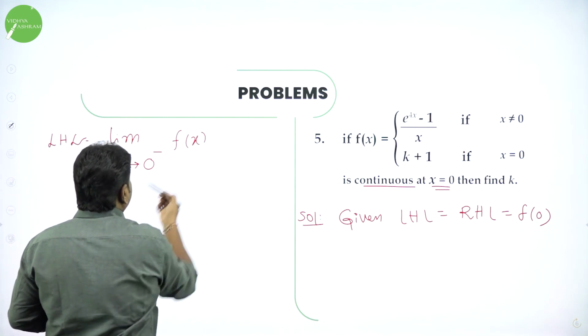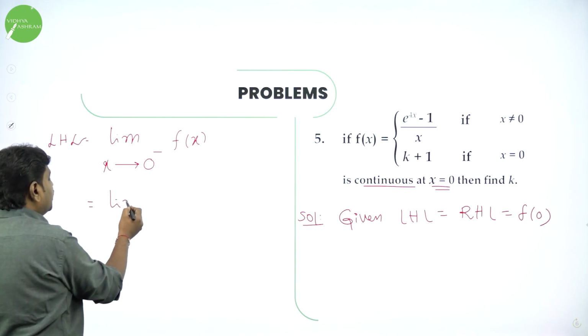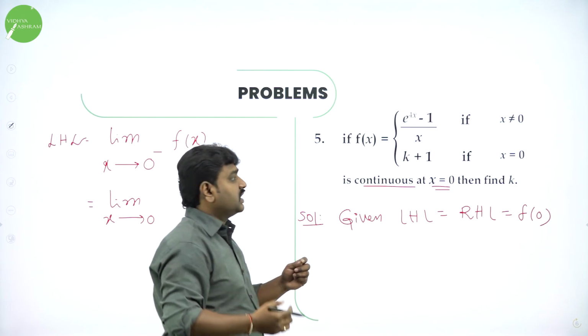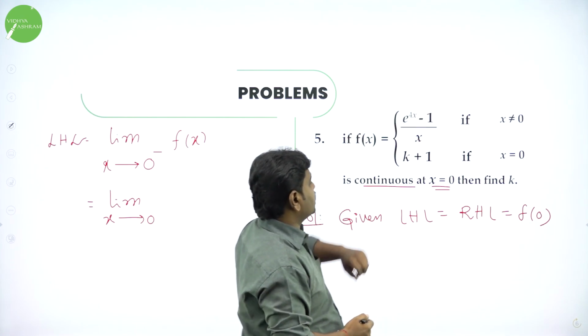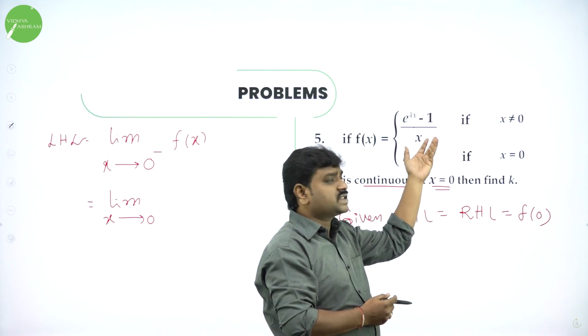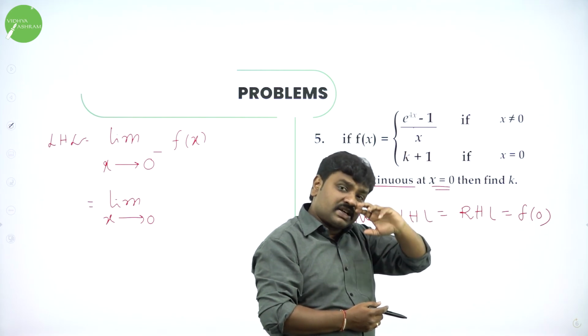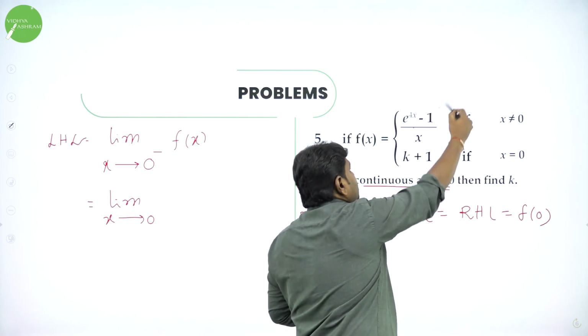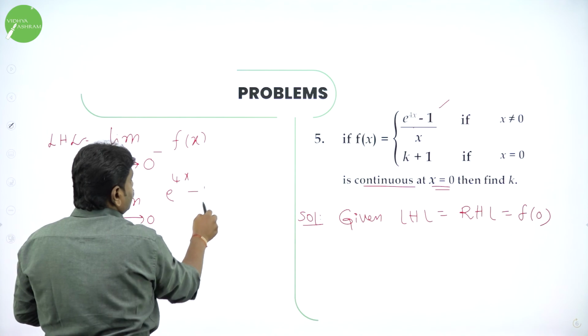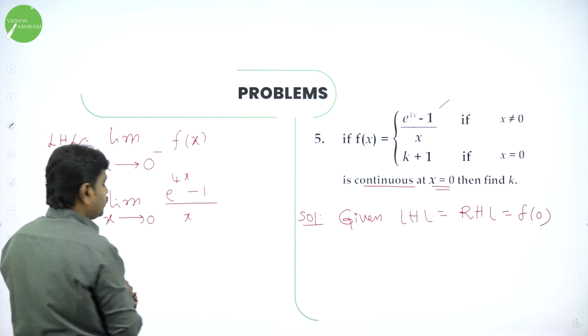What is the meaning of 0 minus? It is the same as limit x tends to 0, minus means choose the function when x is less than 0. When x is less than 0 or greater than 0, the function is this, because x not equal to 0 means x less than 0 or greater than 0. For x less than 0 or greater than 0, I can choose the same function. So then it will become e power 4x minus 1 divided by x.